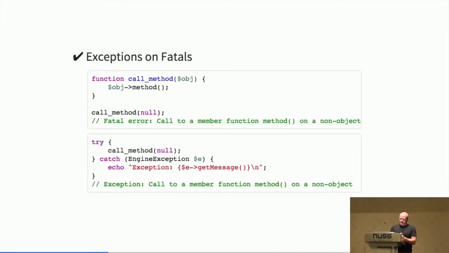Exceptions on fatals. Most fatals now are actually exceptions. Now, an uncaught exception is fatal, so it's not going to change your existing code, but it gives you a bit more flexibility in that you can catch these fatals and handle them more gracefully than you could before. The most common one is this call to member function method on a non-object, right?